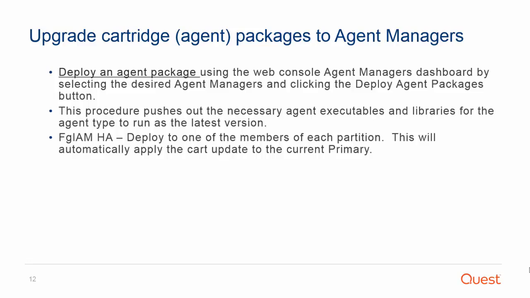Deploy an agent package using the Web Console Agent Managers dashboard by selecting the desired agent managers and clicking the Deploy Agent Packages button. This procedure pushes out the necessary agent executables and libraries for the agent type to run as the latest version. Fog-Alarm HA: deploy to one of the members of each partition. This will automatically apply the cartridge update to the current primary.